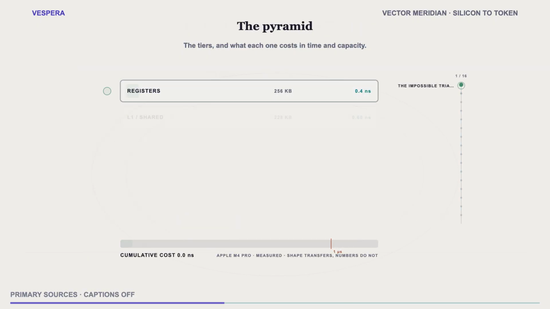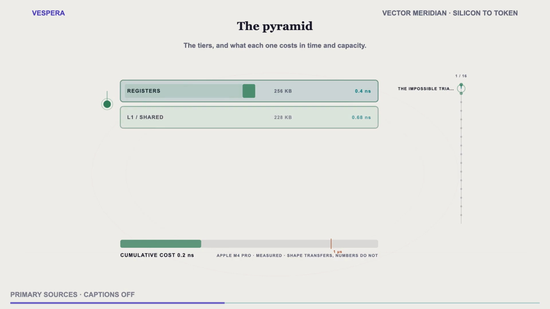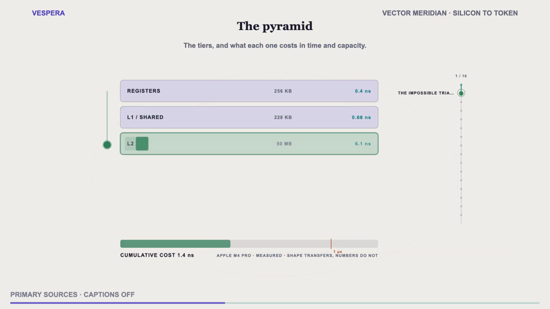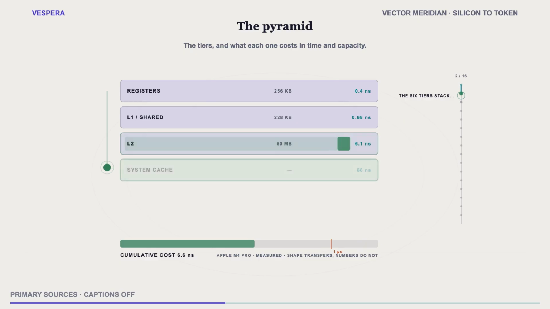Everything so far has been about the machine that computes. This act is about the machine that remembers, and it is the part people consistently underestimate, including for about 15 years the people designing the chips. A memory hierarchy is what you build when you cannot have what you want. What you want is memory that is enormous, instant, and cheap. You may have any two.